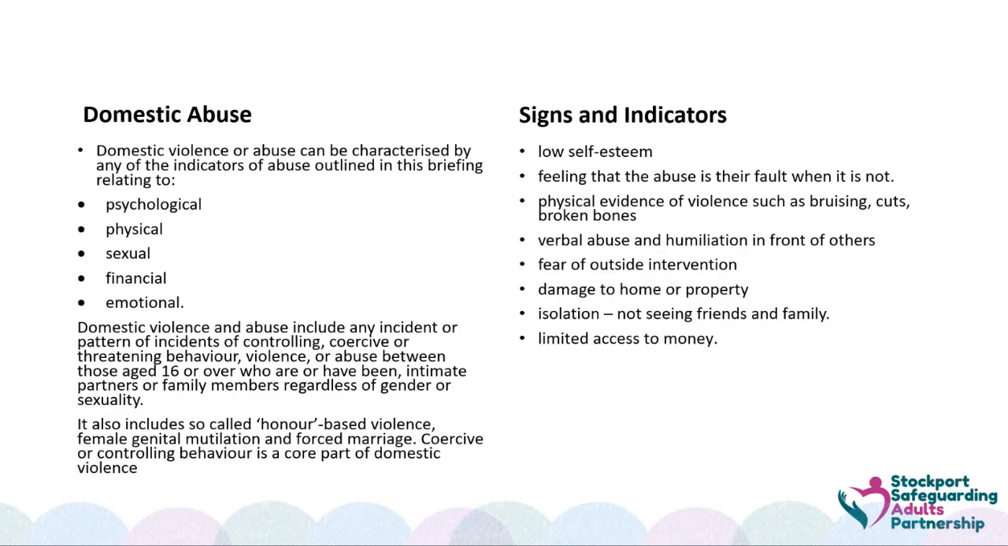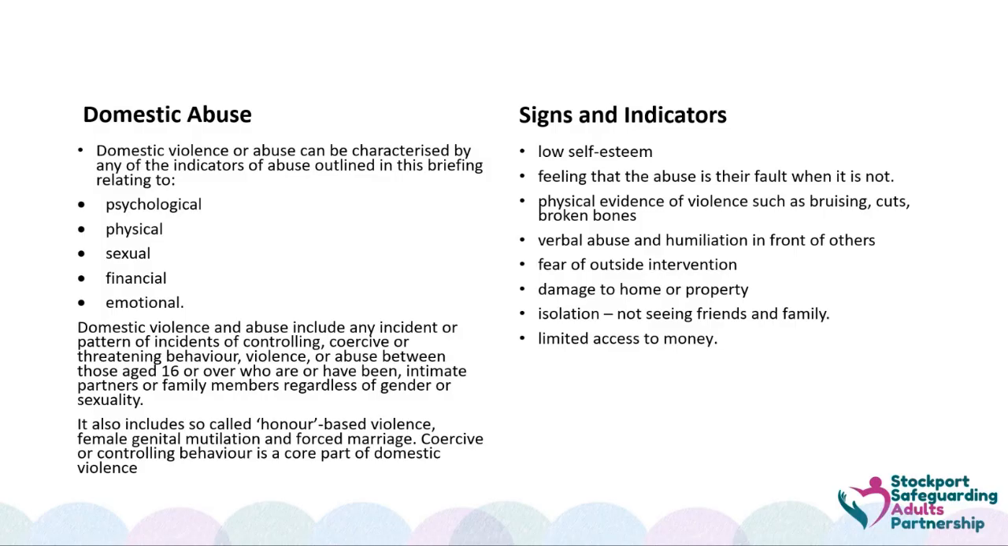Domestic abuse can be characterised by any of the indicators of abuse, which we've outlined in this briefing, and that includes psychological, physical, sexual, financial, and emotional. Domestic abuse includes any incident or patterns of incidents of controlling, coercive or threatening behaviour, violence or abuse between those aged 16 or over who are or have been intimate partners or family members, regardless of gender or sexuality. So with domestic abuse, you will find that in all the indicators, there will be an element of coercion and control embedded.